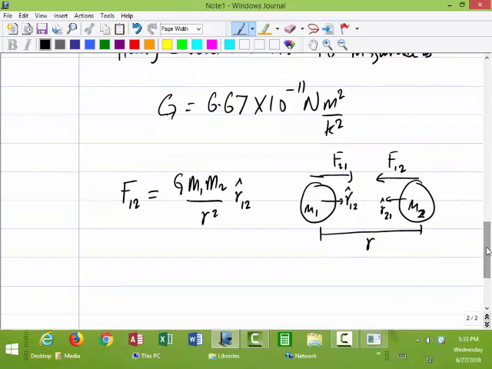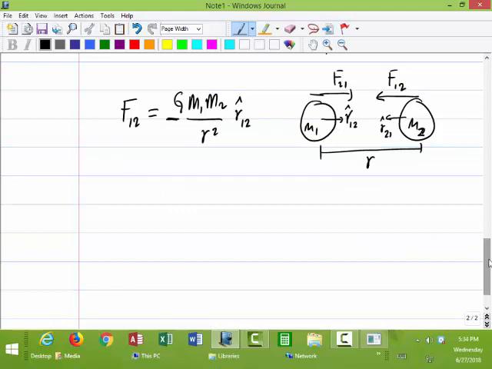So you can see then that we need to put a negative sign here because of the way the unit normal vector is pointing. So the force of mass 1 on mass 2 is F12, and it's equal to minus G m1 m2 over r squared times unit normal vector r hat 1,2. This tells us that the force of 1 on 2 is an attractive force pulling 2 towards 1.